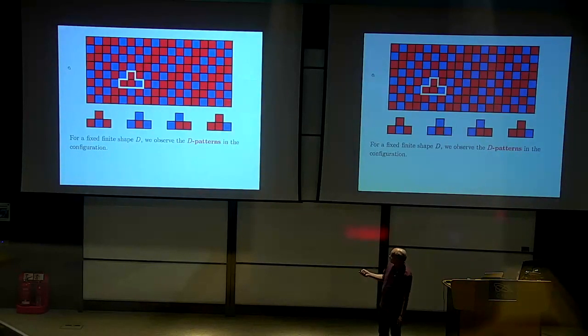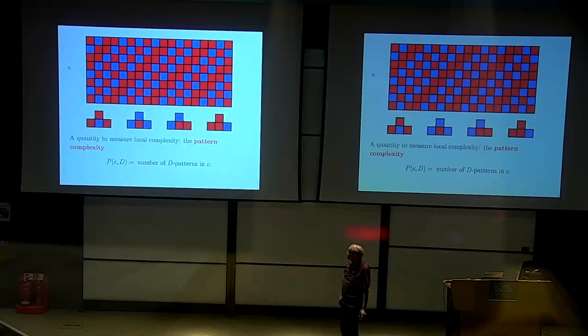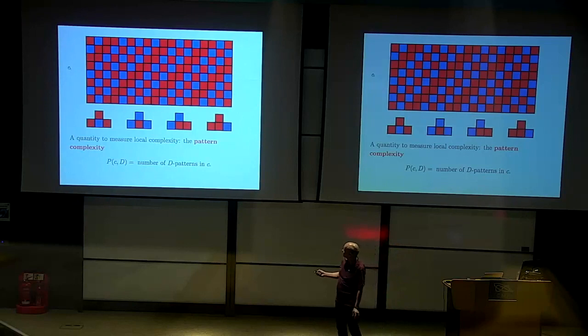So here we have at least these 4 types, and let's assume that there are no more. This is just a finite part of my infinite configuration, but if it continues the same way, let's say that these are the only 4 patterns that you have. And we count how many you have. That's the pattern complexity of the configuration with respect to this shape. So here we have complexity 4 with respect to this upside-down T shape.